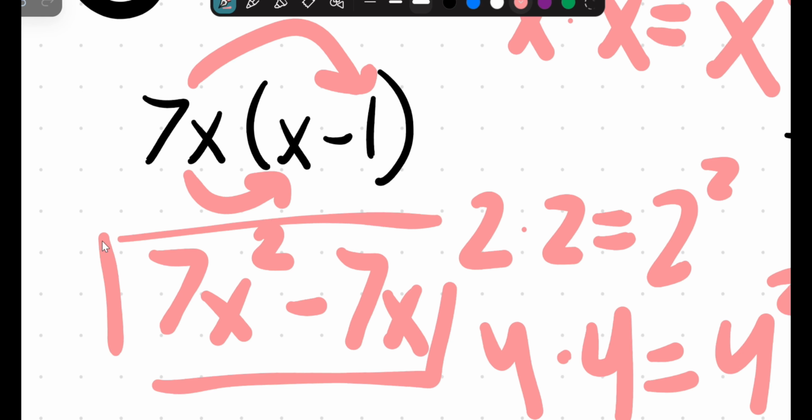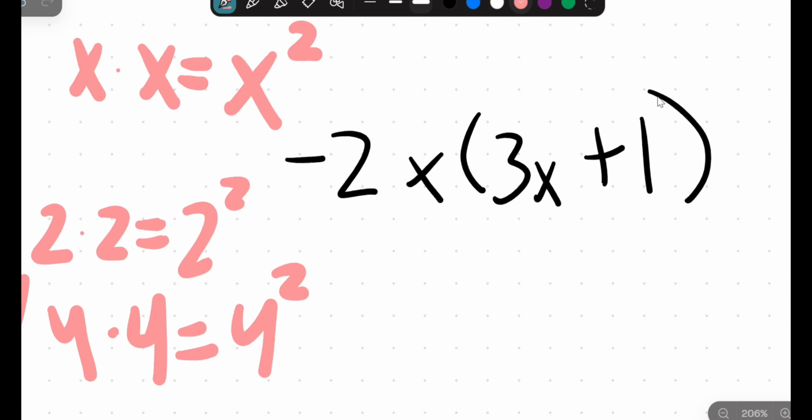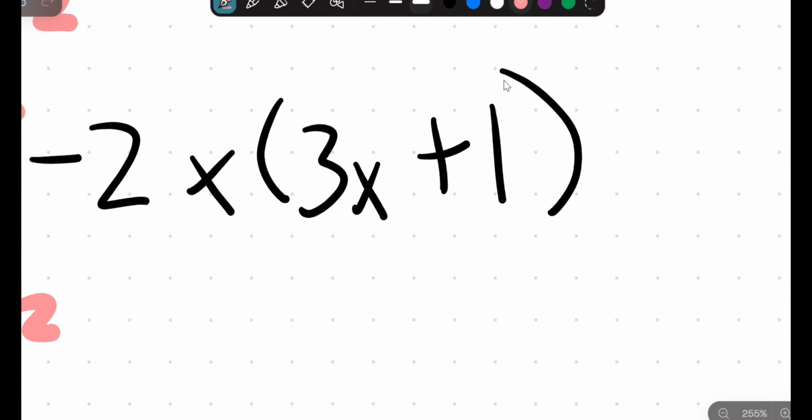Bam! Look at that. Really, the main thing with this is just try your best not to get these things mixed up. And I feel like for me, using the arrows is the best way to do that. Okay, now, last one for distributing. We're going to do negative 2x times 3x plus 1.